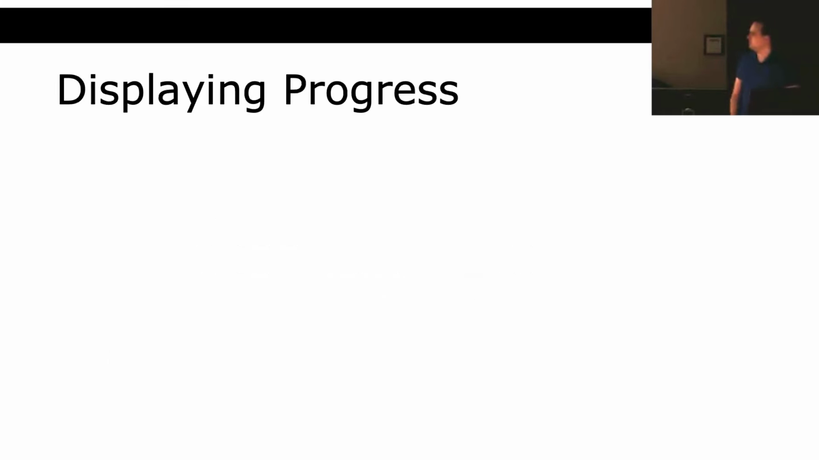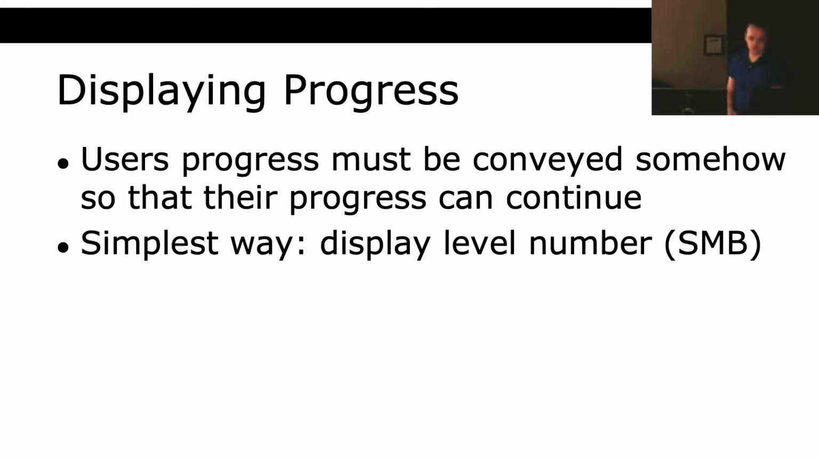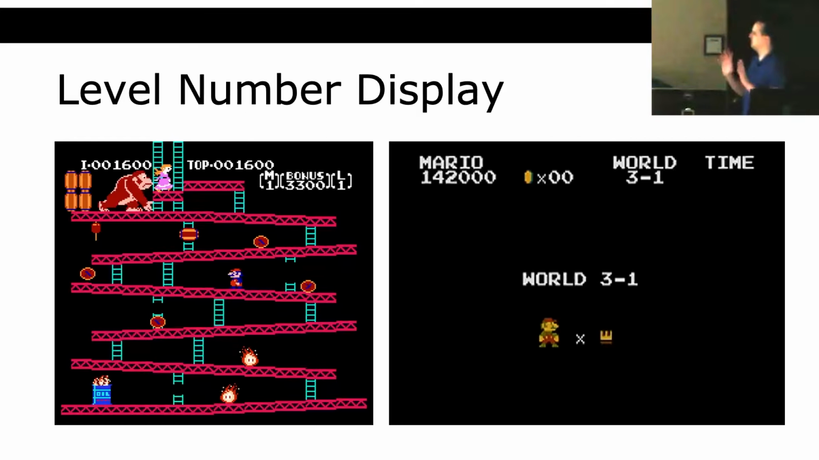Now you can save progress, but you have to be able to display and effectively communicate progress to the user somehow as well. This is a user interface, user experience sort of topic, so I'm not going to get too much into it because this is not a UX course or a game design course. This is more of a game programming course. But their progress must be conveyed to them somehow so that they can continue from where they last left off, or they could decide to reset or restart or something like that. So the simplest way to display user progress is some level number.